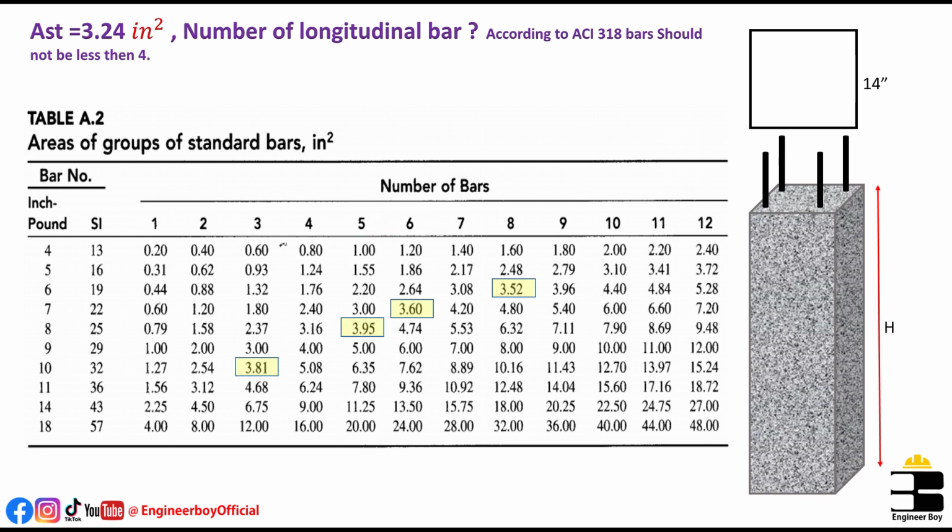However, if you look at the 3.52 area, that is telling us the number of bars should be 8, and the diameter should be 6 by 8 inches, or you can say number 6 bar should be used. That looks pretty good, and the pattern can be pretty good as well in the square column, so I'm going to take that one. So the number of bars should be 8 and the bar should be number 6, or you can say 6 by 8 inches must be the diameter. So I will say use 8 number 6.